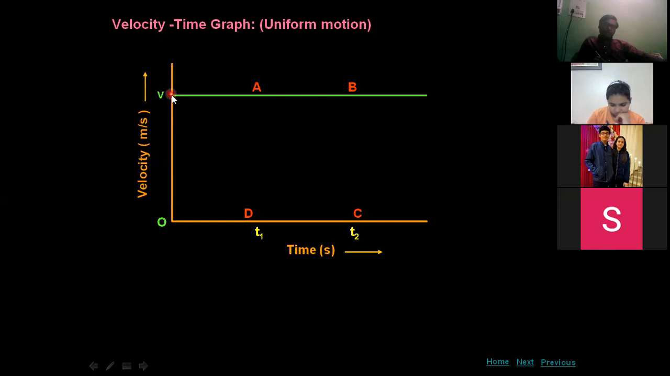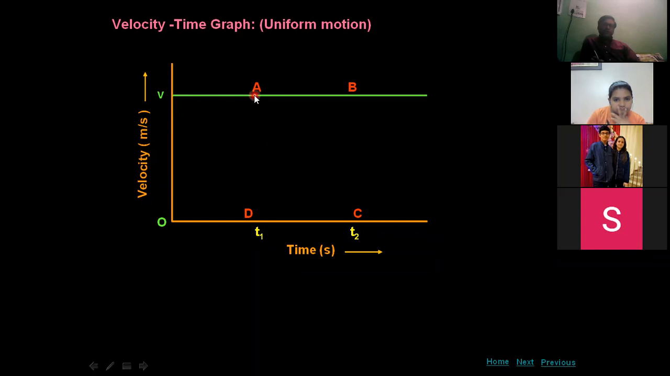So it's a velocity v of the object which is moving with velocity v, and velocity remains constant. So velocity is not changing. When the velocity decreases, it will approach toward the origin O, and when it increases, it will move away from the origin. But time is continuously changing. Initially the time was 0, then time became t1, then time became t2. But the velocity remains the same.